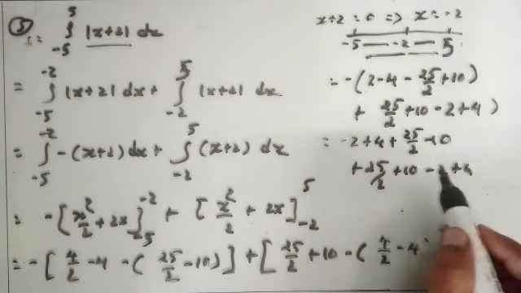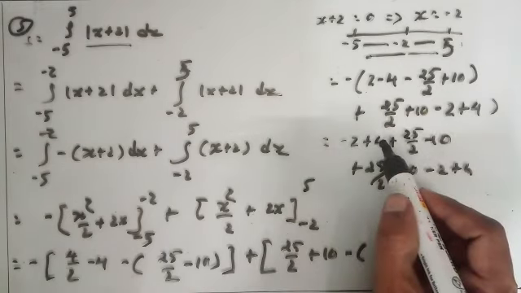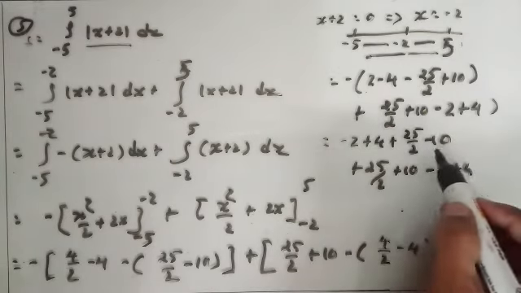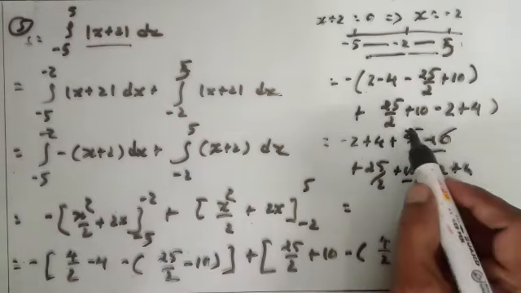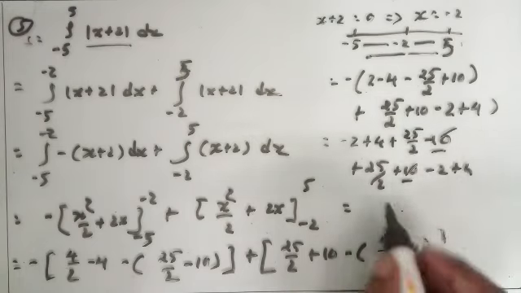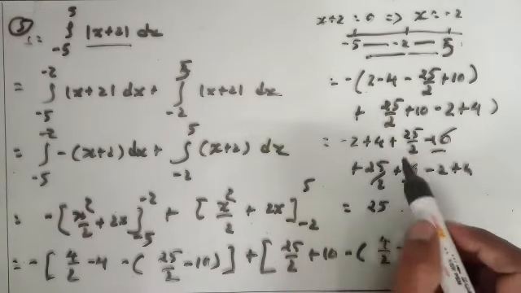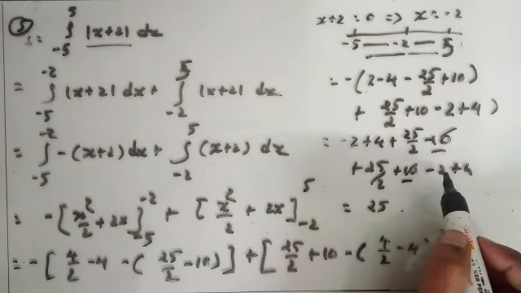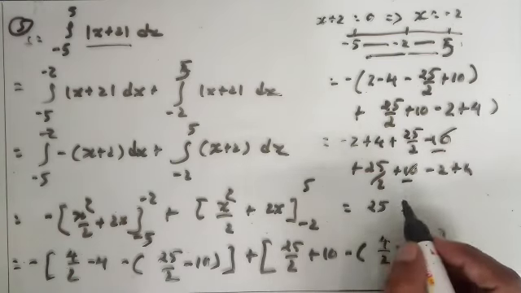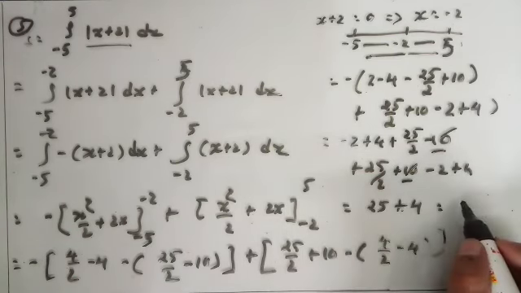So minus 2 becomes minus 4 and the plus 4 cancel. Minus 10 plus 10 cancel. So it becomes 25 by 2, 25 by 2 becomes 2 times 25 by 2, so 25. Here 4 plus 4 is 8, minus 2 is 6, minus 2 becomes plus 4. So is equal to 29, answer.